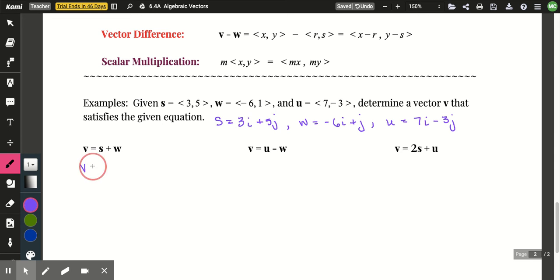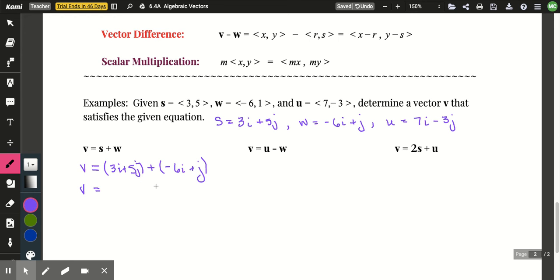So for my first one, vector v is just the sum of s and w. So I'm going to start with that. s is 3i plus 5j. And then I'm going to add to that w, which is negative 6i plus j. Now the really nice thing about this is even if you didn't know that i and j represented horizontal and vertical unit vectors, you would probably be able to find the answer for this one just with what you know about algebra. Because you're just summing two binomial expressions, the parentheses don't really have any bearing there.